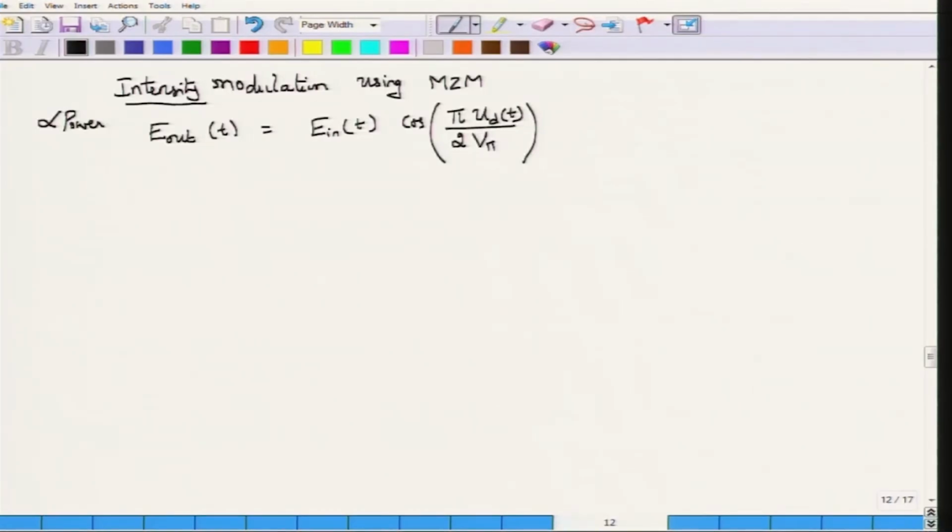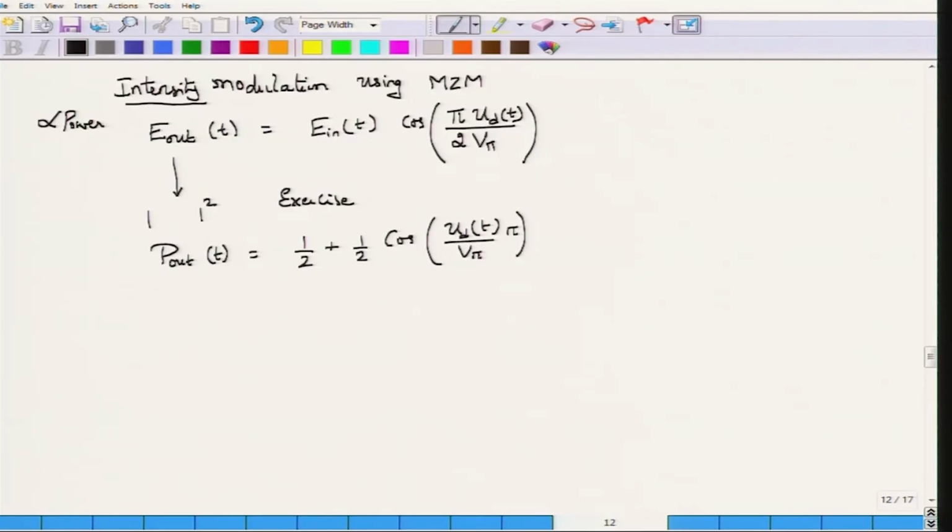If there is some conversion factor, we will neglect it at this point. In order to obtain the optical power, as I have told you earlier, you simply need to square this particular component. You have to take the absolute value and then square it. So, when you square, what you get is the output power, and I will leave this as an exercise, to show that the output power of the Mach Zehnder modulator will be equal to half plus half cos of ud of t divided by v pi into pi.